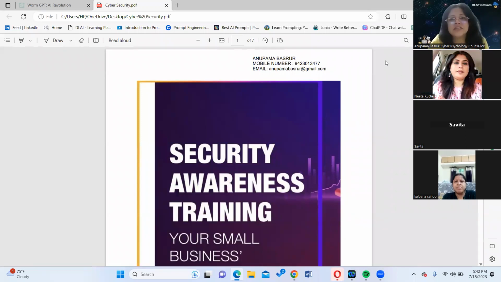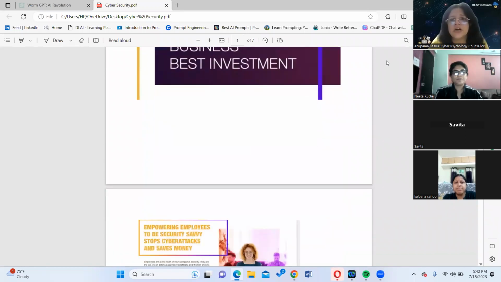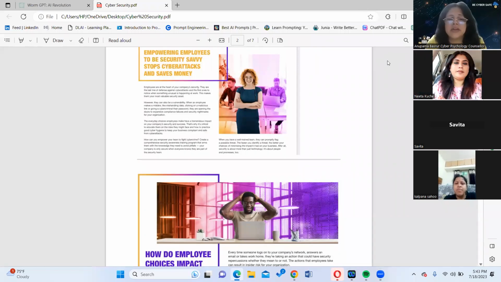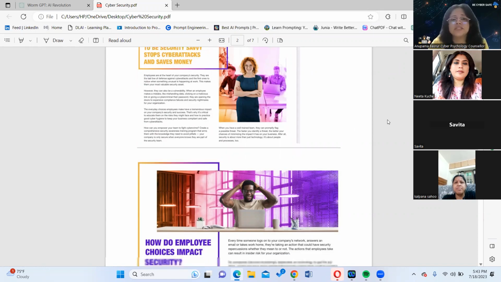So this presentation is meant for small businesses. If you are into a small business, or if you're an entrepreneur, or in any case, if you're working in a corporate environment, you need to make your employees as well as your management cybersecurity savvy, because if there is a breach, if your data is stolen, or if there is a financial breach, if you're held to ransomware, then what you lose is much, much higher than what you spend in making your employees cyber savvy.